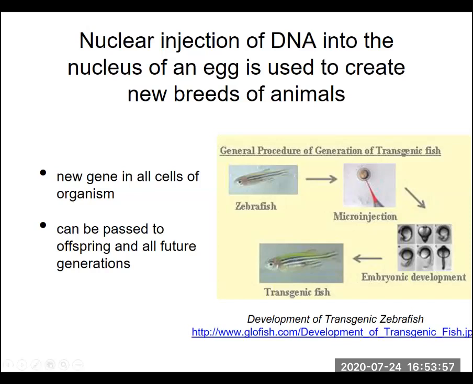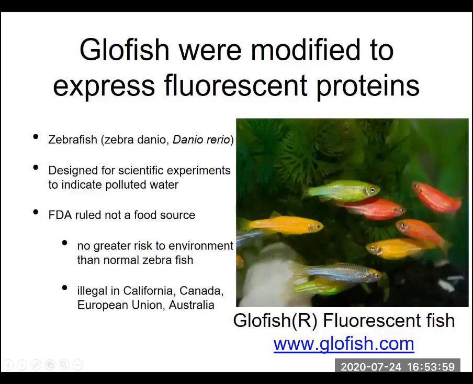Now, an example of this is the glowfish. Again, you go into a pet store and you can find GloFish, trademark, fluorescent fish that you can buy. And so these are zebrafish, but you take a look at them. They were originally designed to do scientific experiments on polluted water because the color of the fish was going to change based on the amount of pollutant that's present. But you can now buy these in most pet stores. The Food and Drug Administration basically looked at it and said, very seldom are people going to use this as a food source, so we don't have any guidance on this, and we don't have to worry about that.